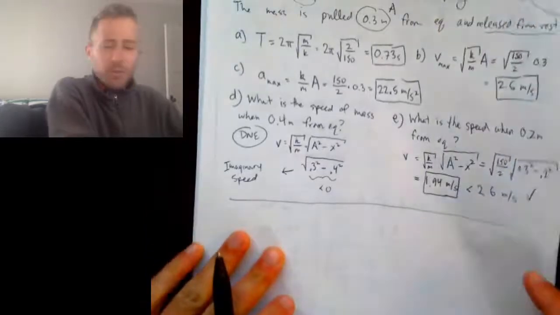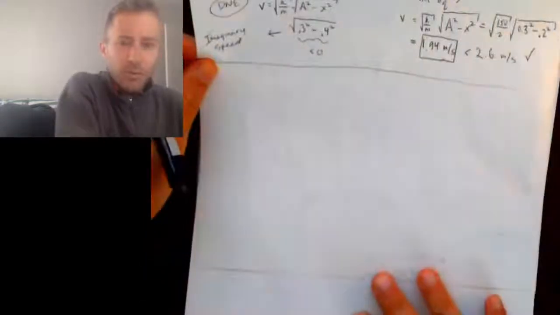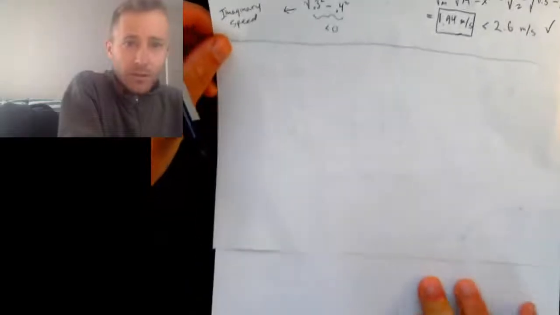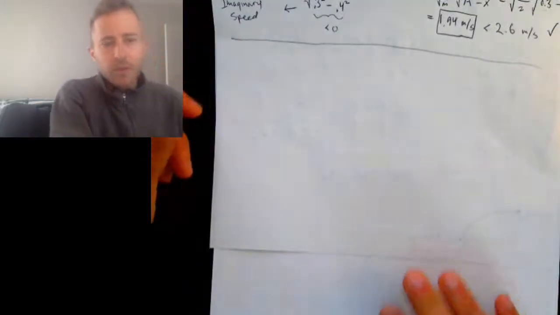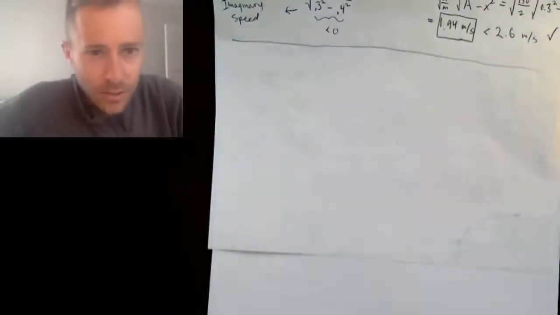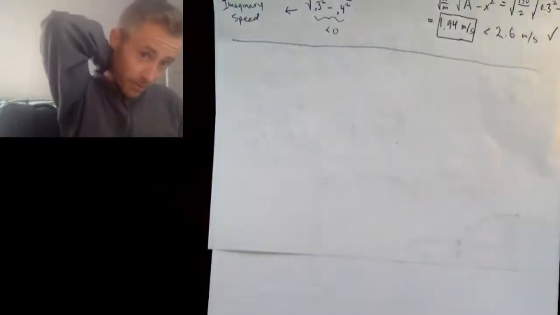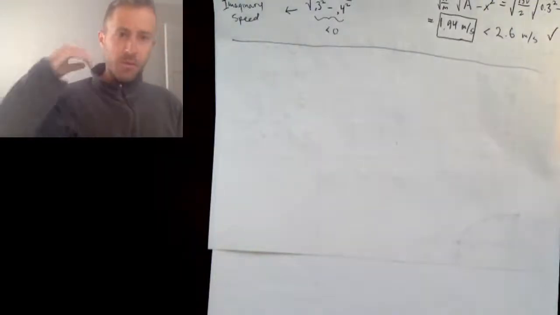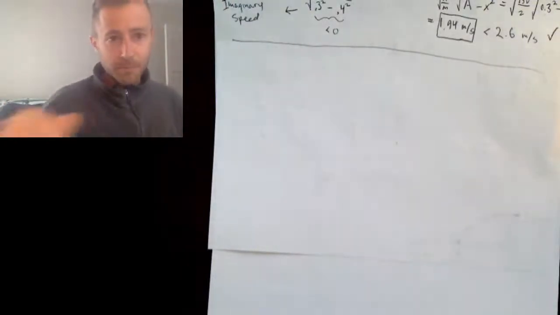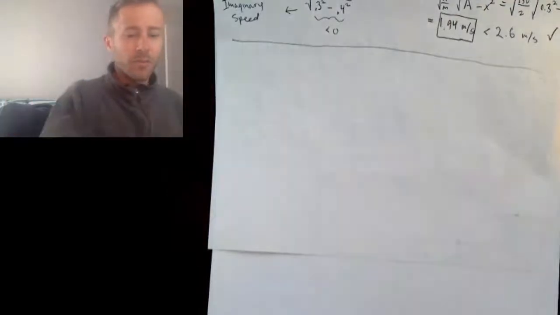Let's do one more example. I want to show you something that's maybe a little bit more complicated. Usually what happens in physics is it gets more complicated when you start bringing in multiple areas of physics, okay? So I'm going to show you a problem that brings momentum into a simple harmonic motion problem.